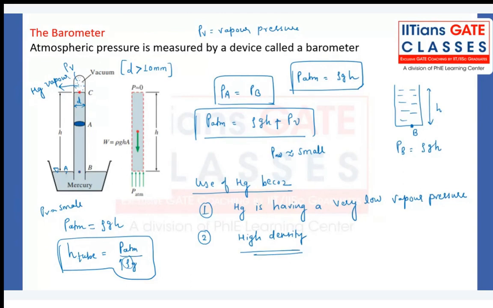So at point A, there will be some atmospheric pressure acting. For the measurement of atmospheric pressure, we use what we call a barometer. Now, if I want to measure any pressure, sometimes we use another instrument, not for atmospheric pressure. If I want to measure a moderate pressure, I can use a piezometer, right? Now, what is the piezometer? Let's discuss that.